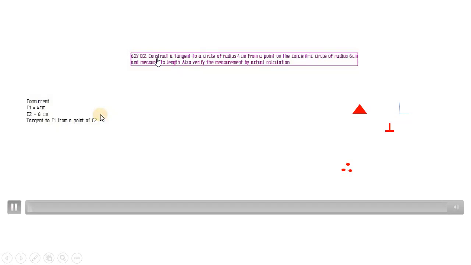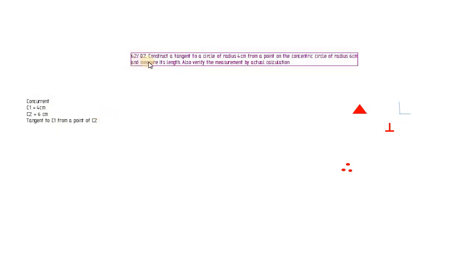Construct a tangent to a circle of radius 4 centimeter from a point on the concentric circle of radius 6 centimeter and measure its length. Also verify the measurement by actual calculation.